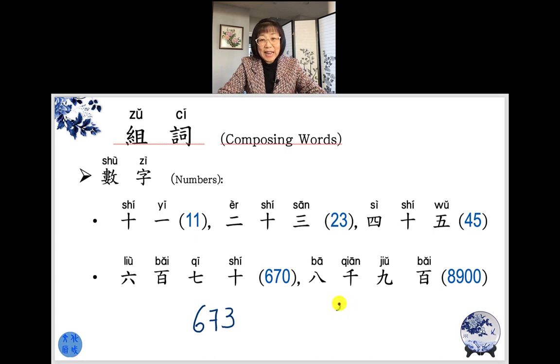So now I have a second question for you. Now if you want to say 8,945, how are you going to say it in Chinese? Very simple. 八千九百四十五. So now you see, if you know the characters from 1 to 10, and then you know 百 and 千, so basically you can say any number from 1 to 9,999. Isn't it wonderful? Okay, move on.